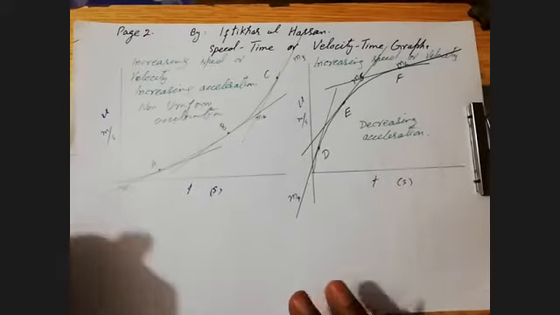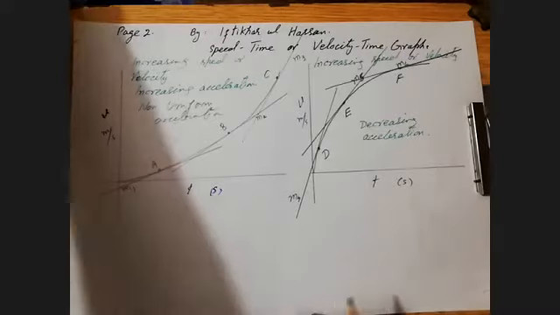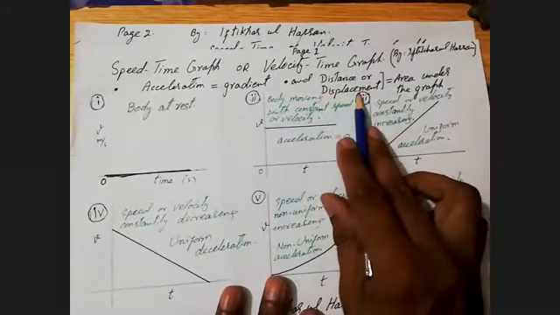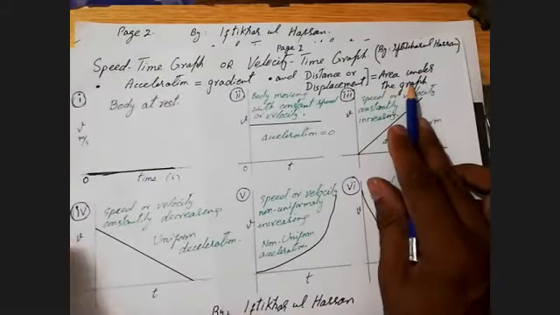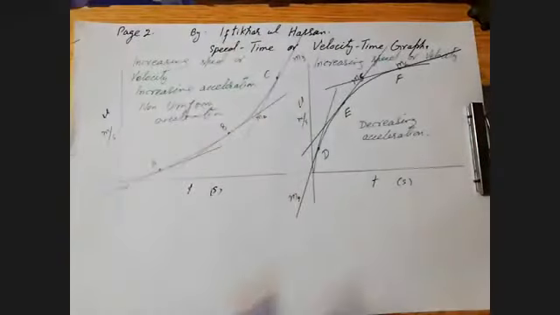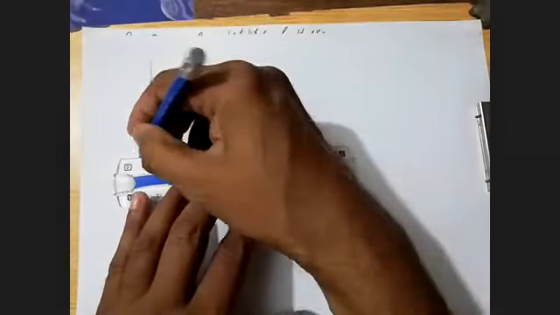Now I'm going to tell you, as I said on this page, that the distance or displacement can be calculated by the area under the graph. Now I will explain how the area under the graph gives you the distance or displacement. Let me explain with the help of an example, because here I will have to draw a very simple graph to find the distance traveled by the body during the given time. First of all, I am going to draw a simple graph like this.